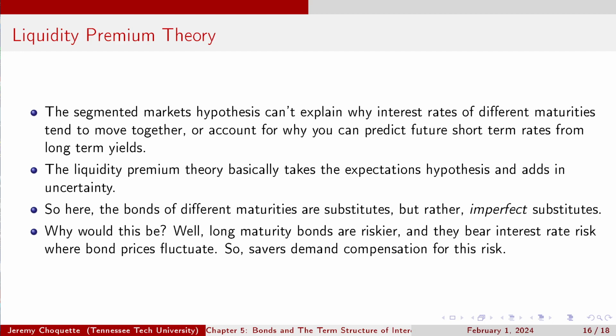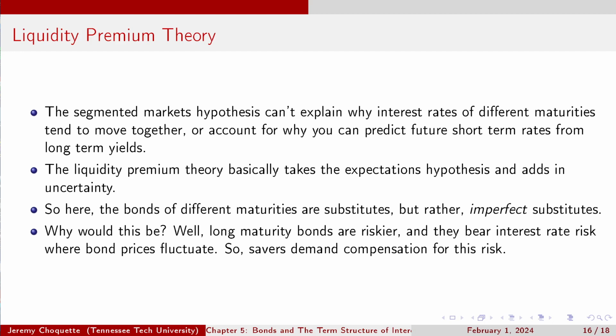Now, there's liquidity premium theory, and this one is a little bit more convincing. The segmented markets hypothesis doesn't tell us why interest rates of different maturities tend to move together, or account for why you can predict future short-term rates from long-term yields. The liquidity premium theory basically takes the expectations hypothesis and then adds uncertainty in there.